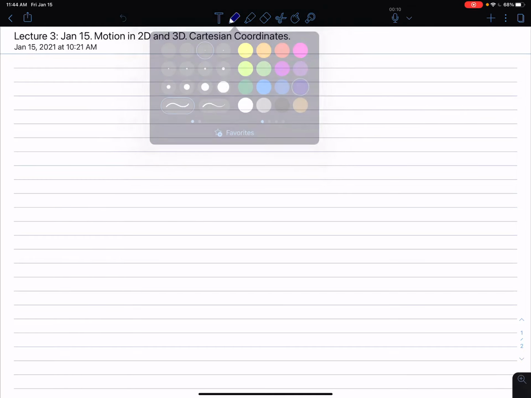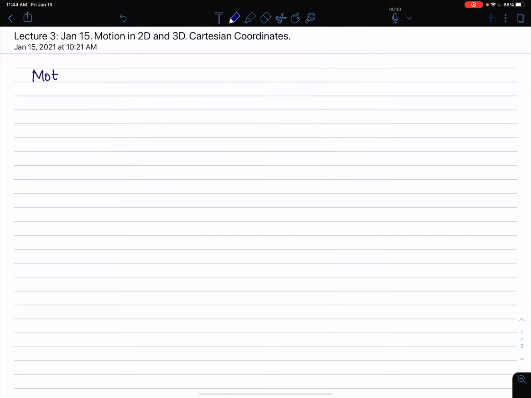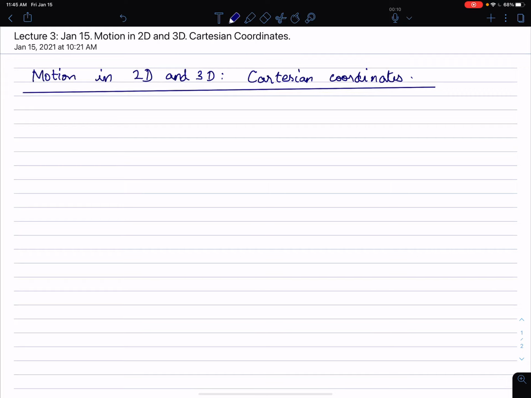Okay, today we are going to talk about motion in 3 dimensions. In actually 2 dimensions and 3 dimensions, 2D and 3D. And specifically, we're going to look at what are called Cartesian coordinates. And this is a topic that you're all, I assume, a bit familiar with from your various courses.